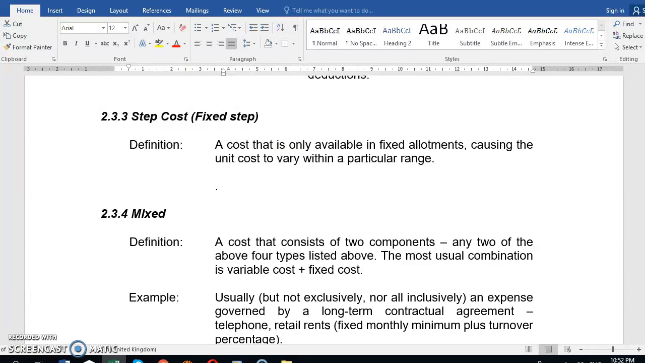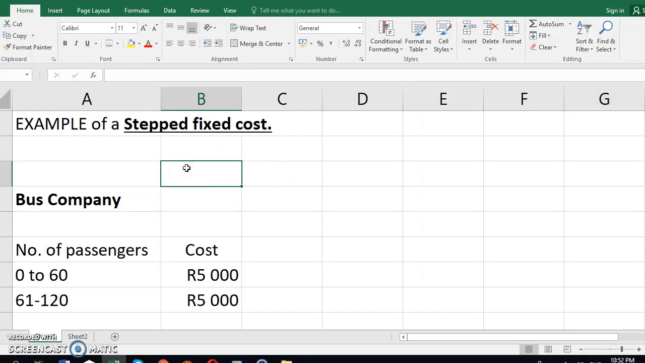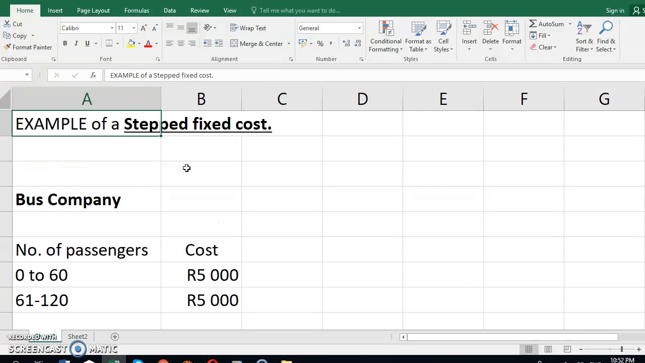To give you an example, for those of us who remember the bus trips from school, when we used to go on surf walks, etc., when the school used to take us out, we used to go in buses. Basically how bus companies run, they provide you with a certain amount of buses, and they don't charge per person per se, they charge per bus. So effectively, let's say you have two buses, and buses in South Africa usually can carry about 60 passengers. So for example, if this is a bus company, they'll tell us if we have 0 to 60 students or passengers, they'll charge us 5,000.